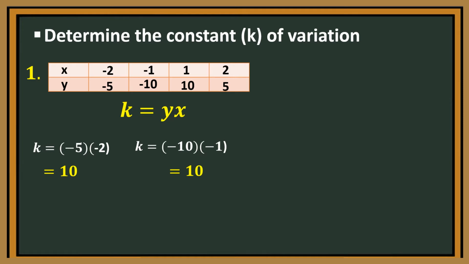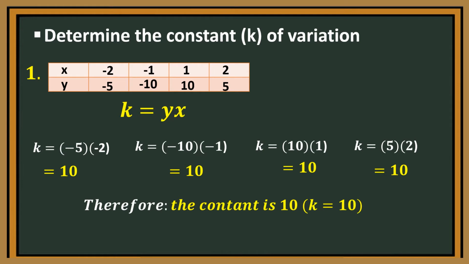Third column, the value of y is 10 and the value of x is 1. Therefore, k is equal to 10 times 1, and that is 10. The last column, 5, that is the value of y, and 2 for x. Therefore, k is equal to 5 times 2, and that is 10. You have noticed here that they have the same constant. Therefore, the constant is 10, or k is equal to 10.